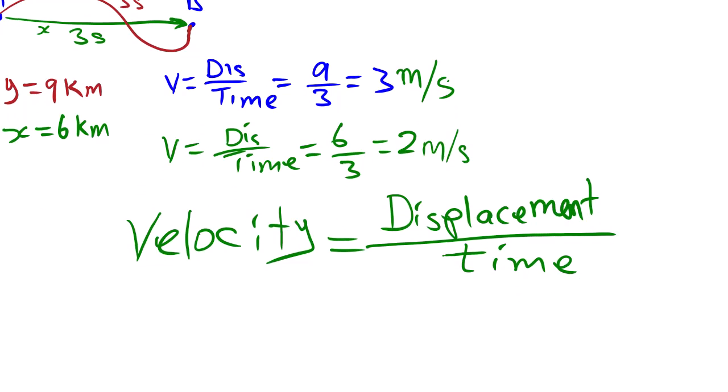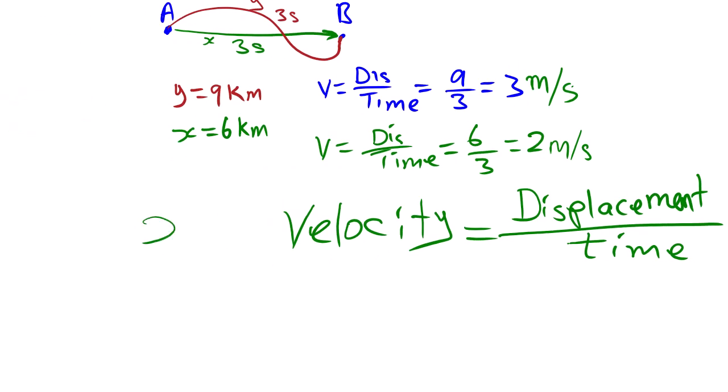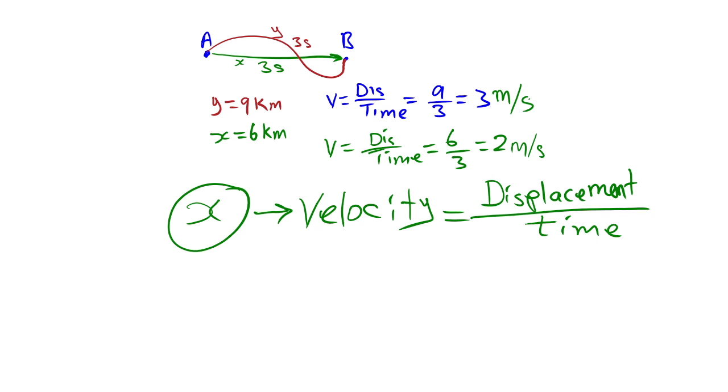So this is for object x. That means object x now is what? Velocity. For object y, since it did not take the shortcut path, it followed a different path, just not a straight path. It made a lot of turns before getting to point B. Then y cannot be defined as velocity.